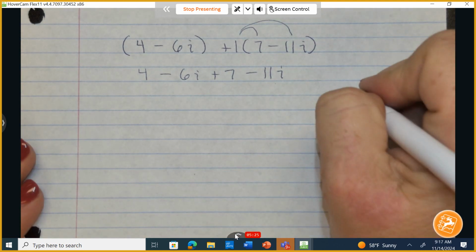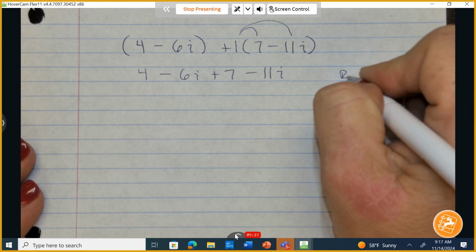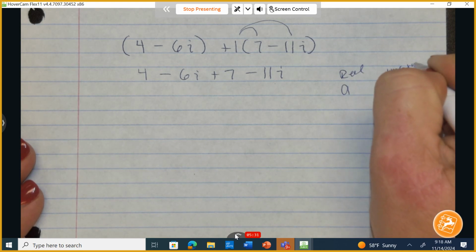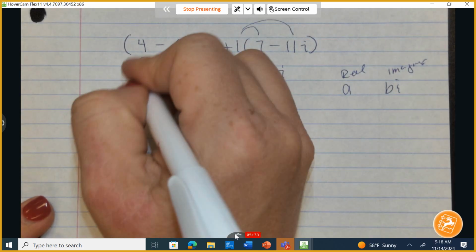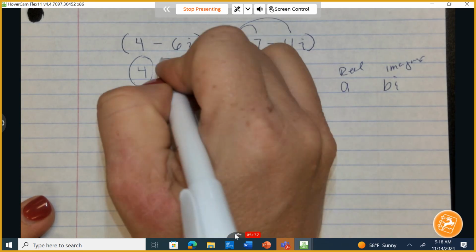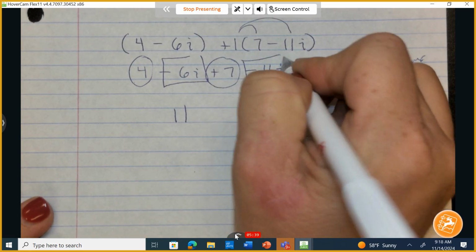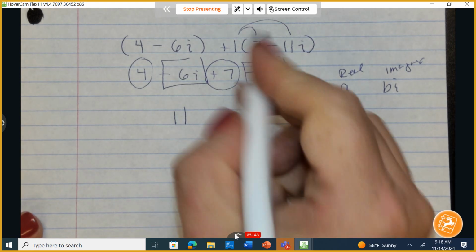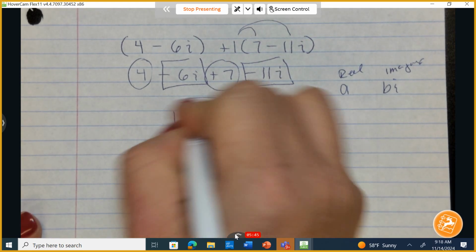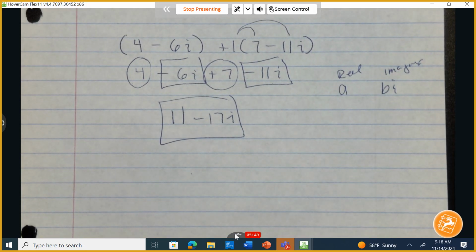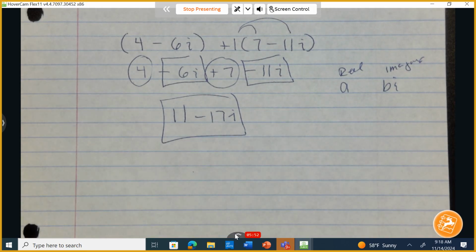When I combine them, I want to order them with the real portion first and the complex or imaginary portion of the complex number second. So first I'm going to circle the real portions. 4 plus 7 is 11. Then I'm going to put a box. This is just for me to identify. These are the imaginary portions. Negative 6 and negative 11 gives me a negative 17i. These are the combined: 11 plus 17i. It's complex. This is the real portion. This is the imaginary.